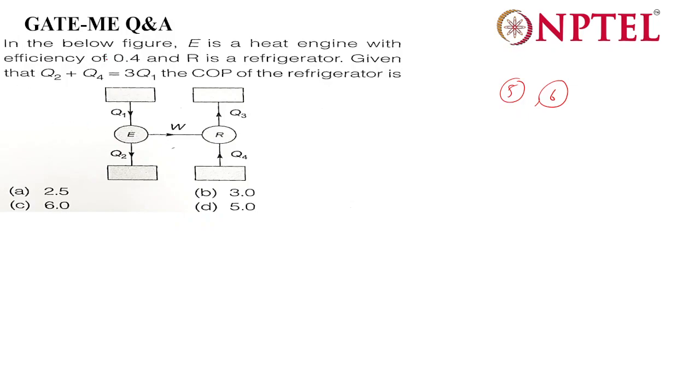Okay, so we'll read. There is a heat engine with given efficiency of 0.4, and R is the refrigerator, and Q2 plus Q3 is 3 times Q1. The COP of the refrigerator we have to find, right? Efficiency is given, so we can find the work done. Efficiency is W by Q1, given as 0.4, so Q1 will be 2.5 of W.